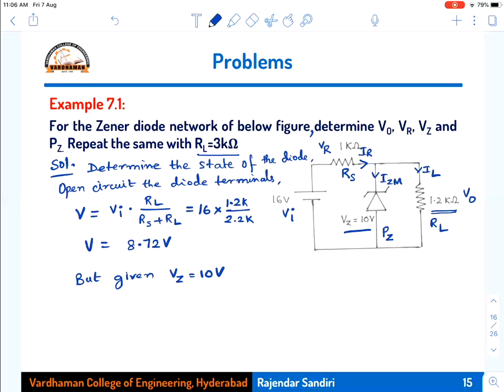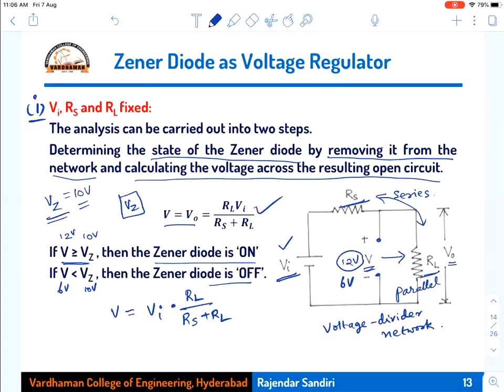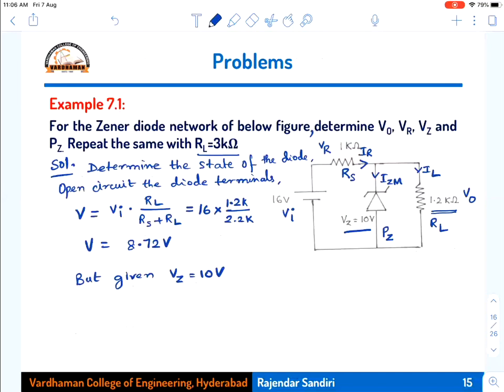Now, given value of Vz is how much? 10 volts. Now, is it V is greater than or equal to Vz, or V is less than Vz? Two conditions are there, right? Here, V is greater than or equal to Vz, diode is on. V is less than Vz, diode is off. Now, you compare the magnitudes of both Vz and V.